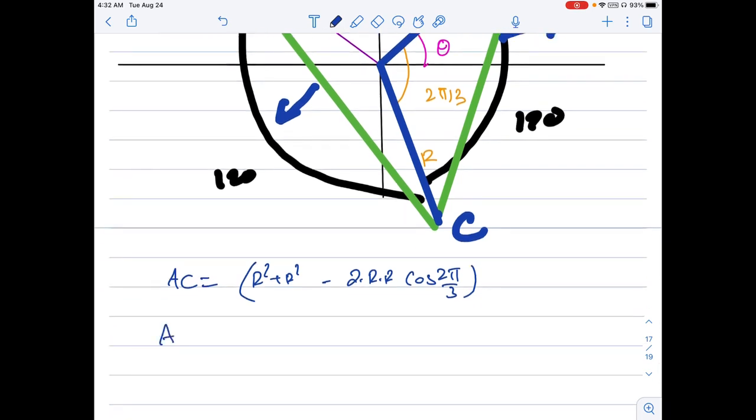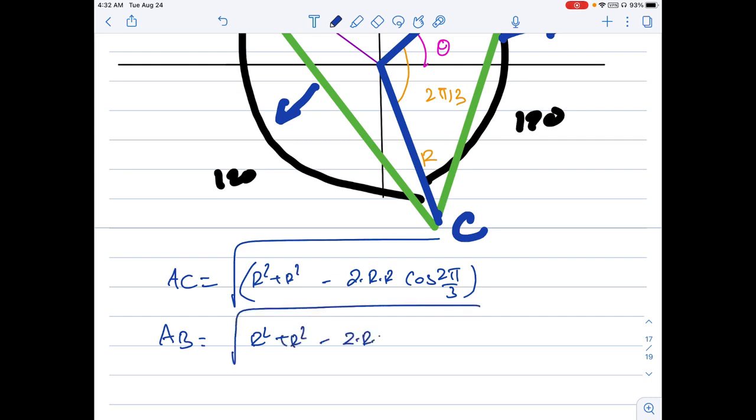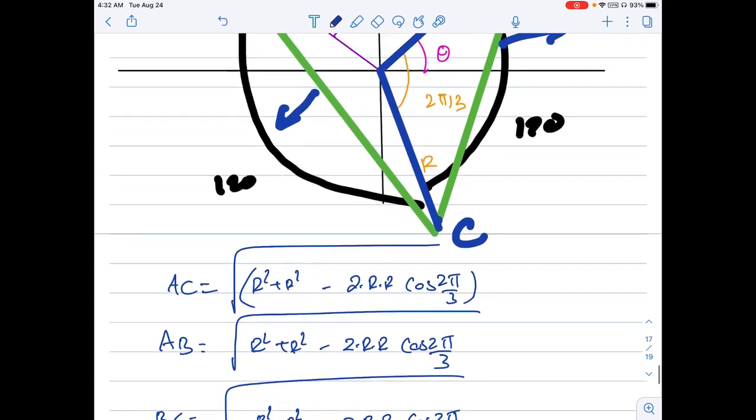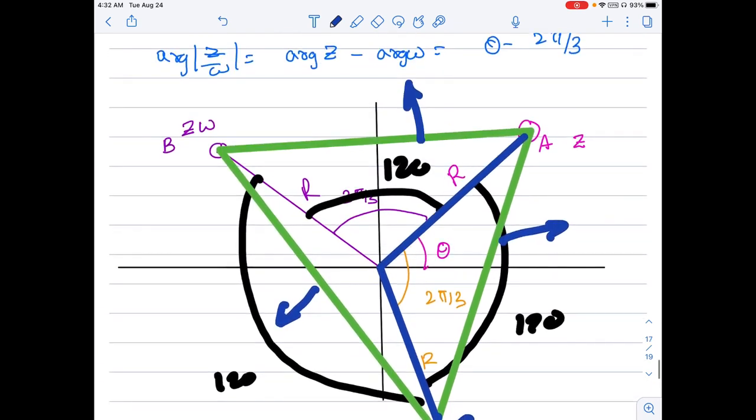Similarly, AB is also going to be the square root of r square plus r square minus 2 times r times r times cos 2 pi by 3. Similarly, BC is also going to be the square root of r square plus r square minus 2 times r times r times cos 2 pi by 3. All are equal sides. So if three sides are equal, it's going to be an equilateral triangle.